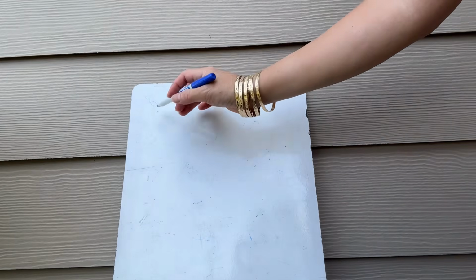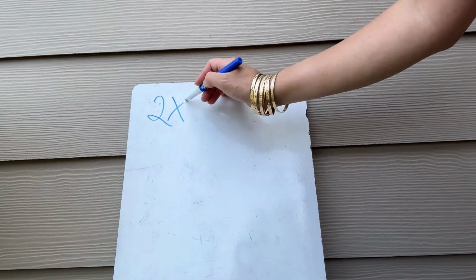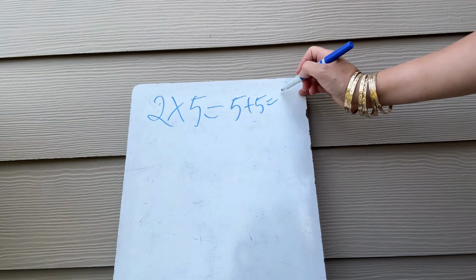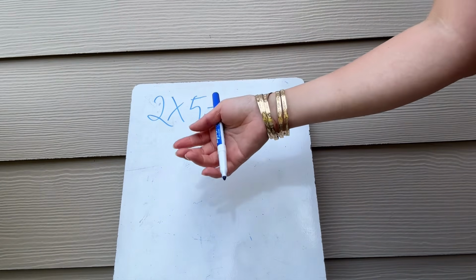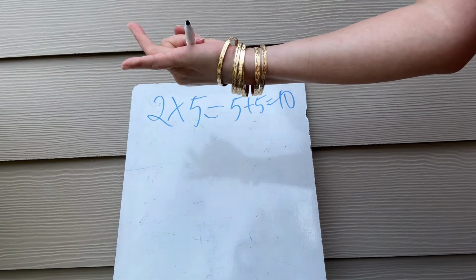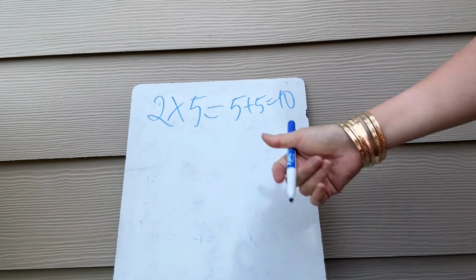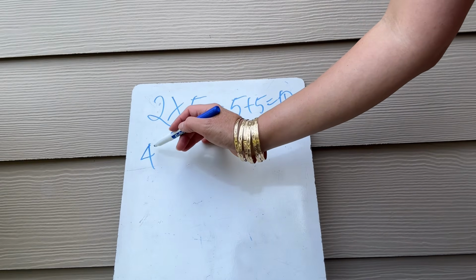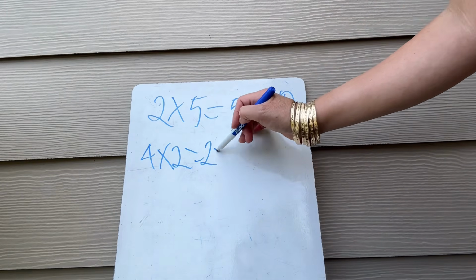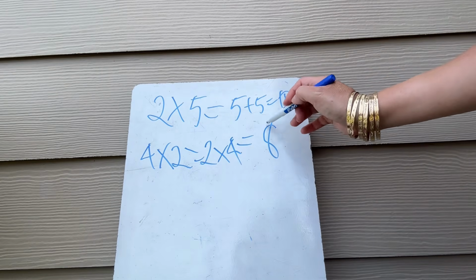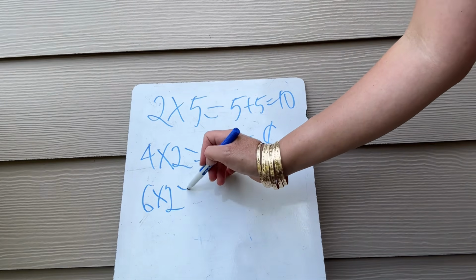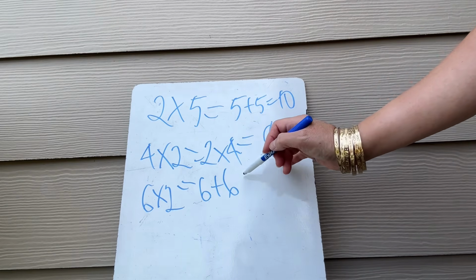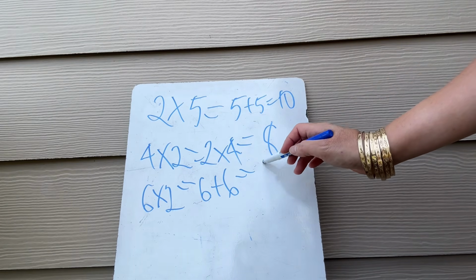Try to remember your 2. Again, 2 is just double, okay? So 2 times 5 is the same as 5 plus 5, which is 10, okay? Now, if you don't know, then you can skip your 2. 2, 4, 6, 8, 10, okay? But it's faster if you just remember your double. Now, 4 times 2 is the same as 2 times 4 equals 8. 6 times 2 is the same as 6 plus 6 is equal to 12.